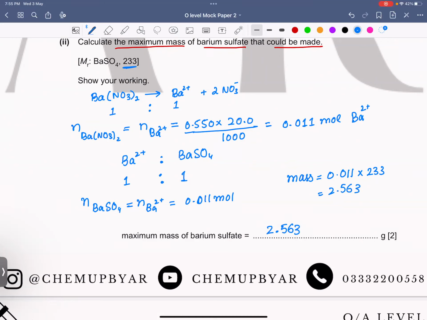If you are getting the same answer, then it's correct. It doesn't depend upon the method. If you are getting the correct answer, then it is always correct. Okay.